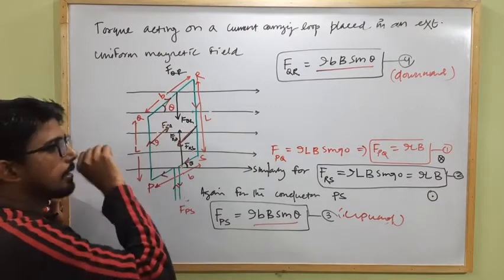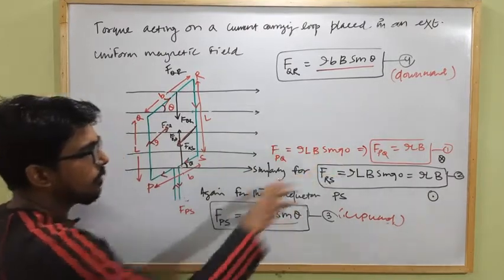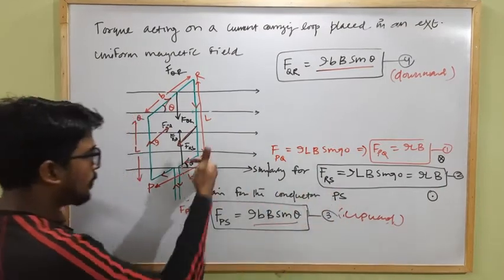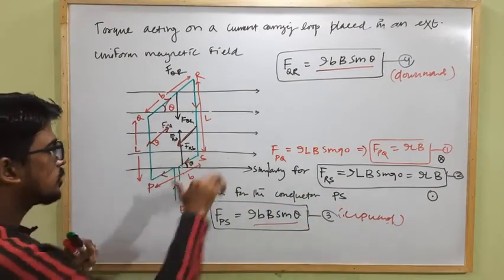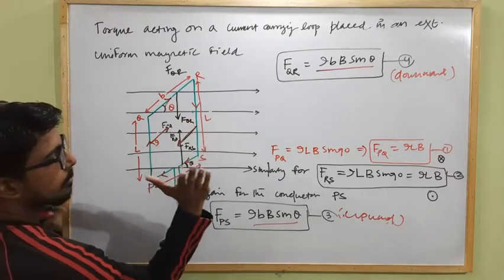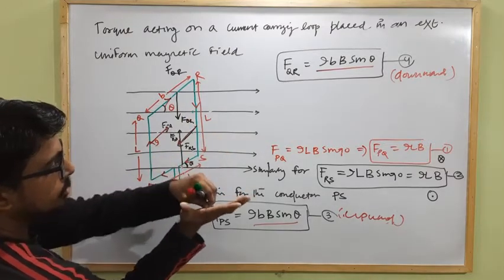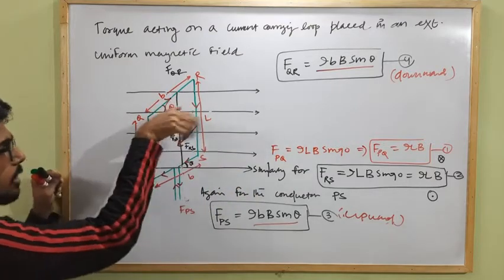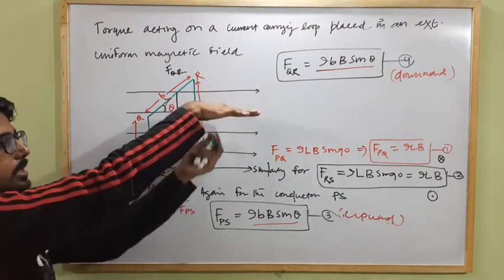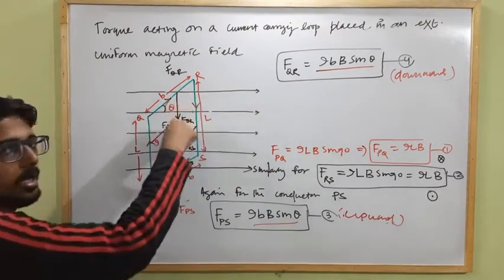So now you can easily find out the direction of the four forces. Here the force is acting upward, current is flowing along this direction. If I put my thumb along this direction and the magnetic field is in the horizontal direction, the force will be along the palm. And here the current is flowing along this direction and the field is along this direction horizontally, so the palm will be downward, and the force will be downward.